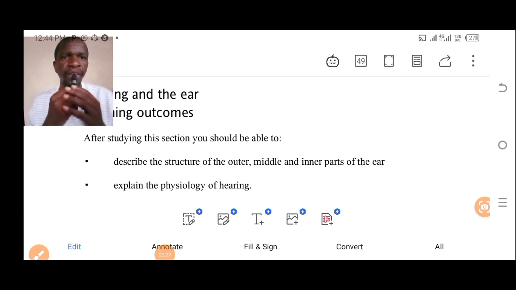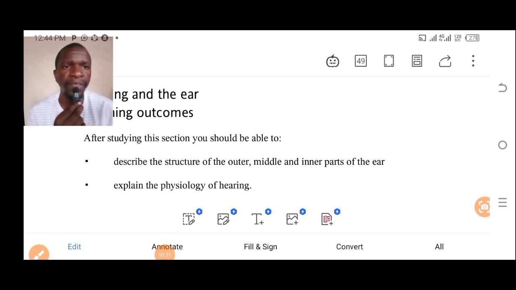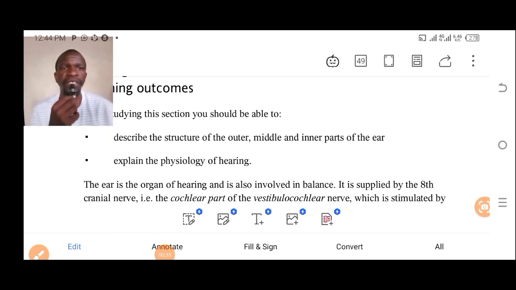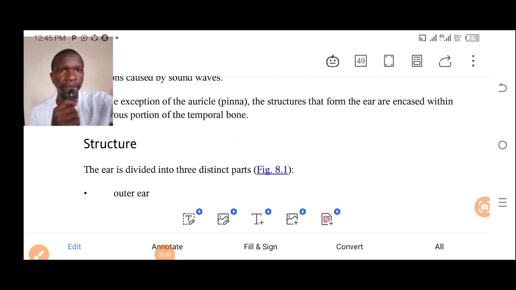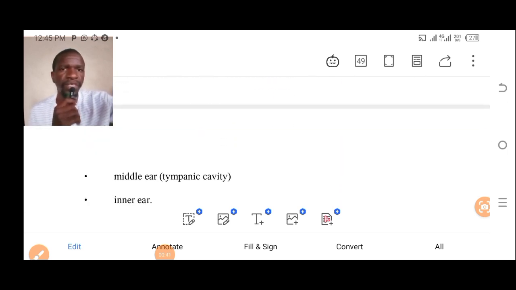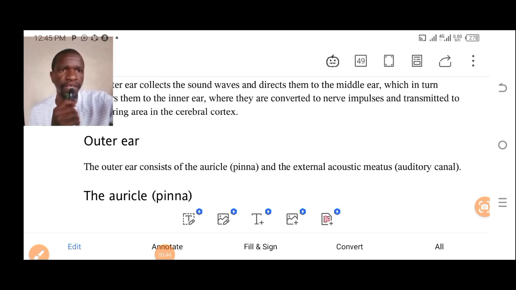After studying this section, you should be able to describe the structure of the outer, middle and inner parts of the ear, and explain the physiology of hearing. Particularly today I'll concentrate on the physiology of hearing, but I should also just go through the parts of the ear. So the ear is divided into three, with what is called the outer ear.